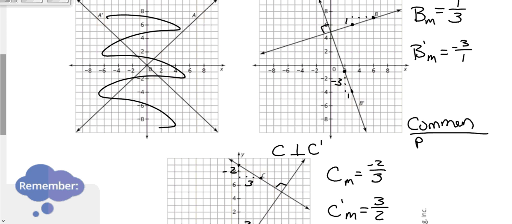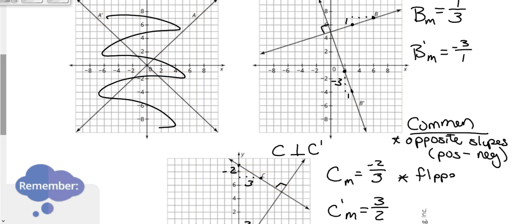They are opposite slopes. So one positive and one negative. And it looks like they have the same numbers, 1 and 3, 3 and 1 for B and B prime, 2 and 3, 3 and 2, but it looks like they're flipped, otherwise known as reciprocals of each other.